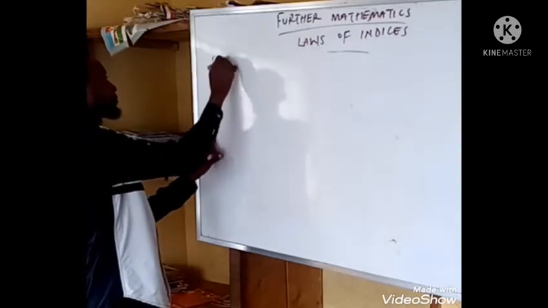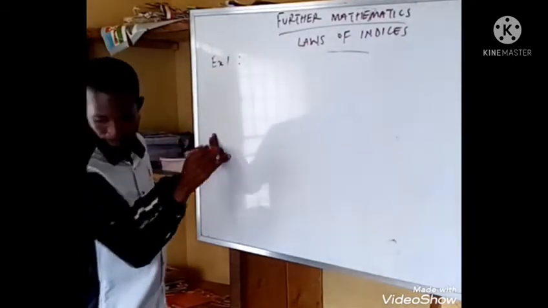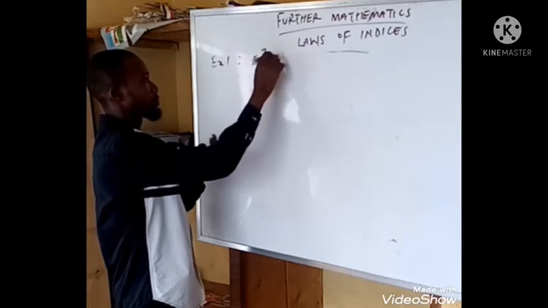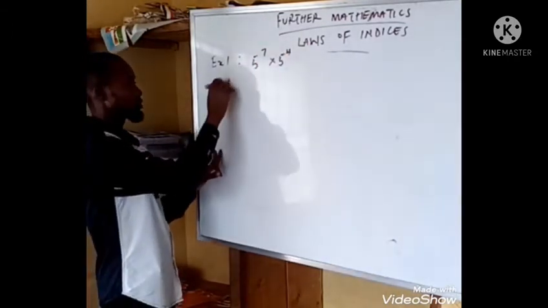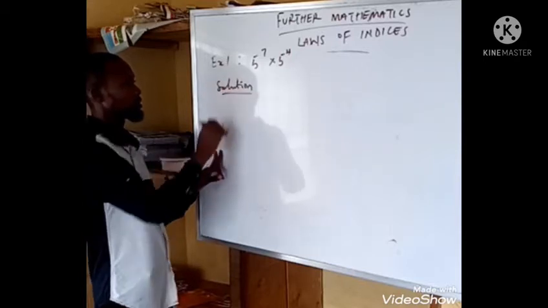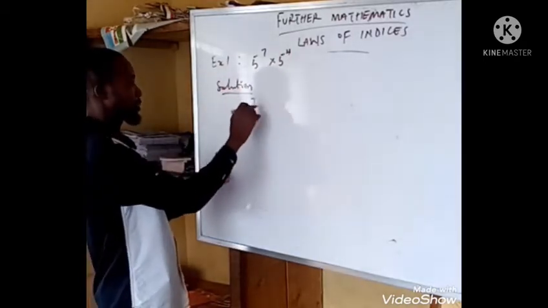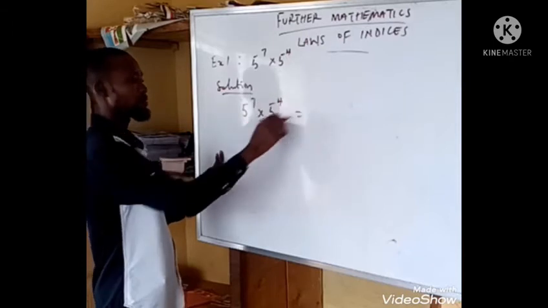Example 1. I have 5 raised to power 7 multiplied by 5 raised to power 4. So for solving this one, solution: 5 raised to power 7 multiplied by 5 raised to power 4.